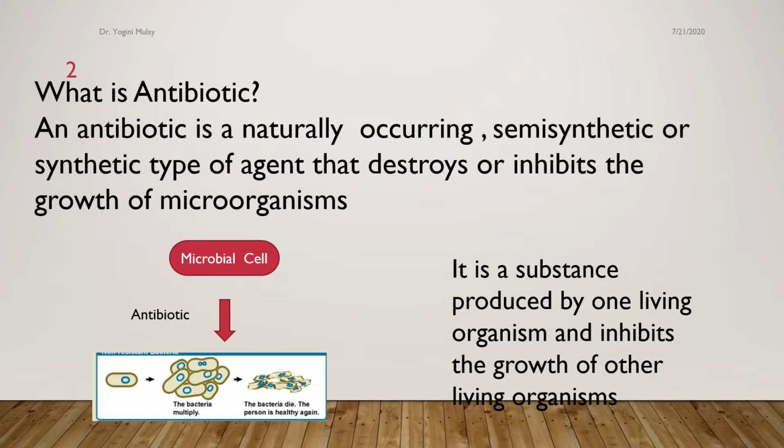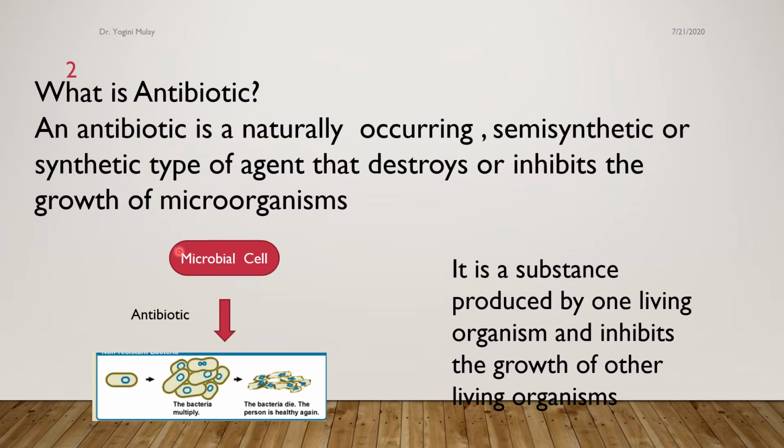What is an antibiotic? An antibiotic is a naturally occurring, semi-synthetic or synthetic type of agent that destroys or inhibits the growth of microorganisms. This is the definition. Now I'll explain what I mean by antibiotic.